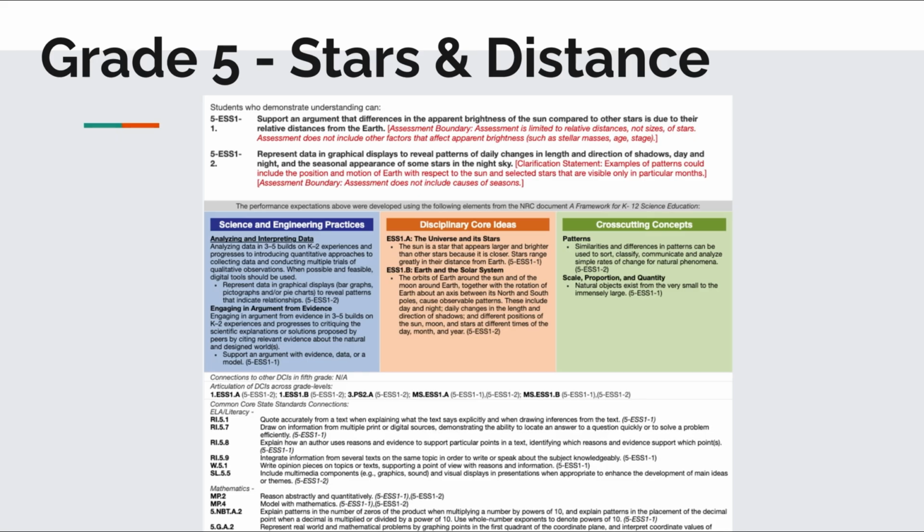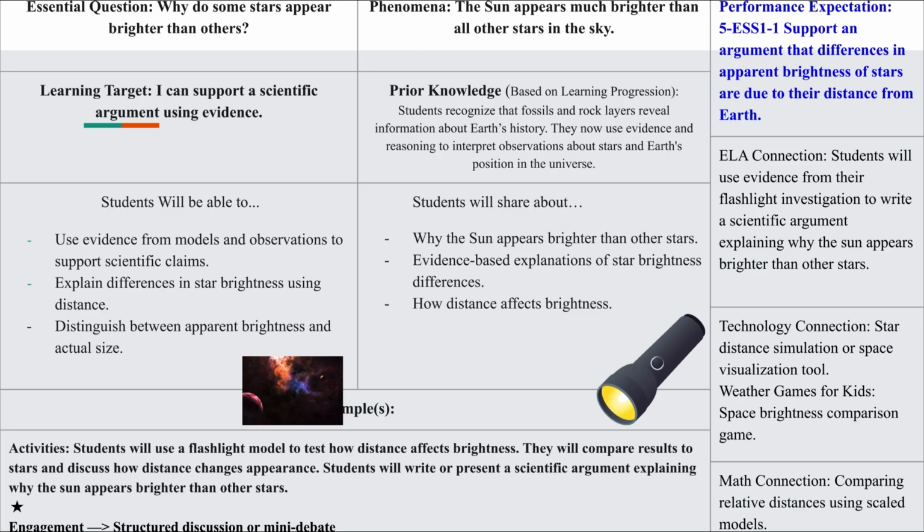The next one is grade 5, Stars and Distance. Just like the previous, there are the NGSS standards and guidelines, which for this one support an argument that differences in the apparent brightness of the sun compared to other stars is due to their relative distances from the Earth. The science and engineering practices talk about analyzing and interpreting data, and the universe and its stars as the disciplinary core ideas, with the sun being a star that appears larger and brighter than the other stars because of it being closer, and the stars range greatly in their distance from the sun.